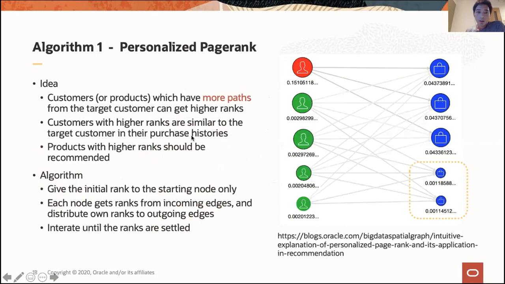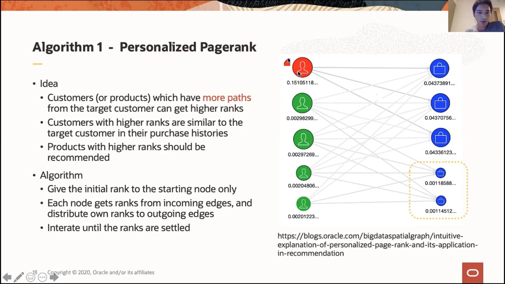The first algorithm is personalized page rank. The idea behind it is that customers or products which have more paths, like reachable paths from the target customer here, can get higher ranks. In this diagram, the red customer is the target customer, and we want to find out the recommended products for this customer. And customers with higher ranks, like these people, may be similar to the target customer in their purchase history. In this case, this customer has purchased these three products, and these three products are bought by other customers as well.